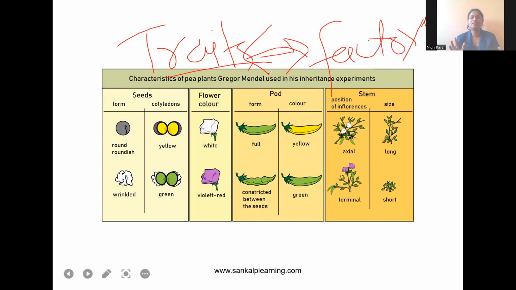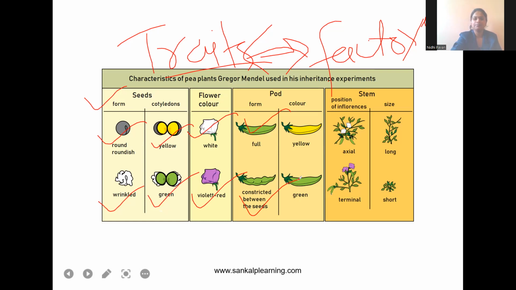So he considered 7 contrasting characters. Contrasting means each character has two forms, or we can say each factor or gene has two forms. First, he considered the seeds: the form of a seed, round or wrinkled. Cotyledons: whether the cotyledons are yellow or green. Then flower color: white, violet, red, or we can say purple. Pod form: full or constricted between the seeds.